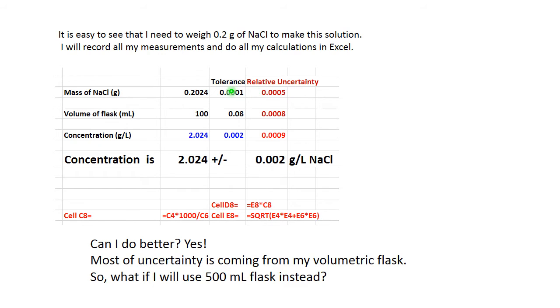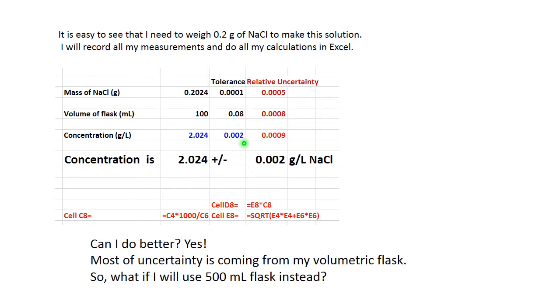And by dividing tolerance by mass, we have relative uncertainty, as we had in previous examples. My flask has nominal volume of 100 exactly, but it has tolerance of 0.08, so relative tolerance is visibly larger than relative uncertainty of my weighing procedure. Now, by dividing by 100, multiplying by 1000, I am getting concentration in grams per liter.